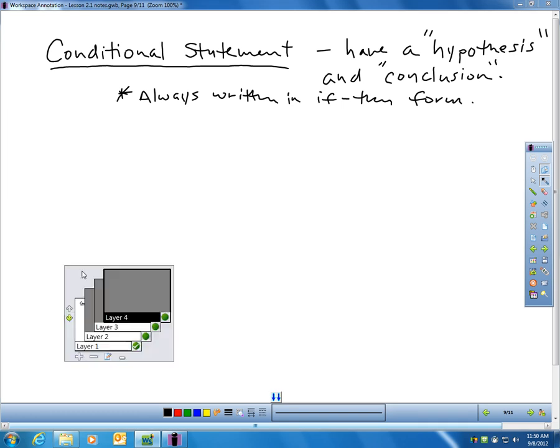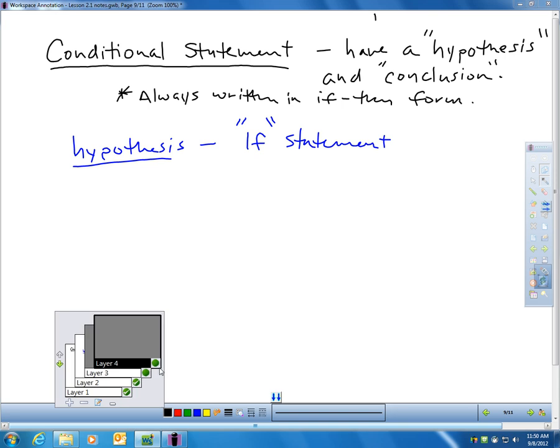Okay, and finally, to finish up here, conditional statement. This is the last part of this video. We're on the bottom of page 66. What is a conditional statement? A conditional statement is something that has a hypothesis and a conclusion, and it's always written in if-then form.